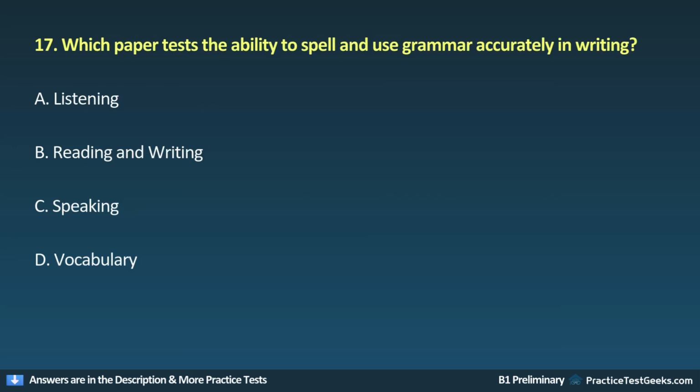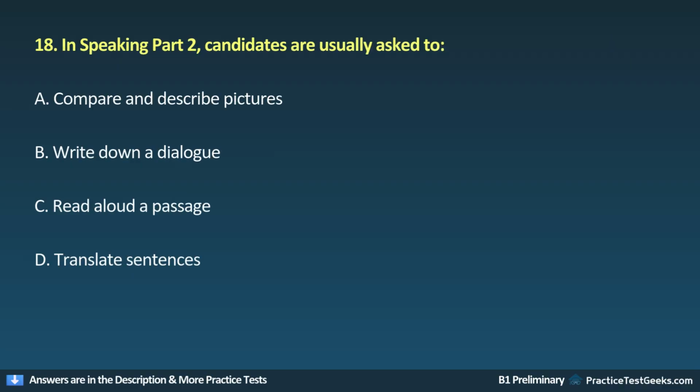17. Which paper tests the ability to spell and use grammar accurately in writing? A. Listening. B. Reading and writing. C. Speaking. D. Vocabulary.